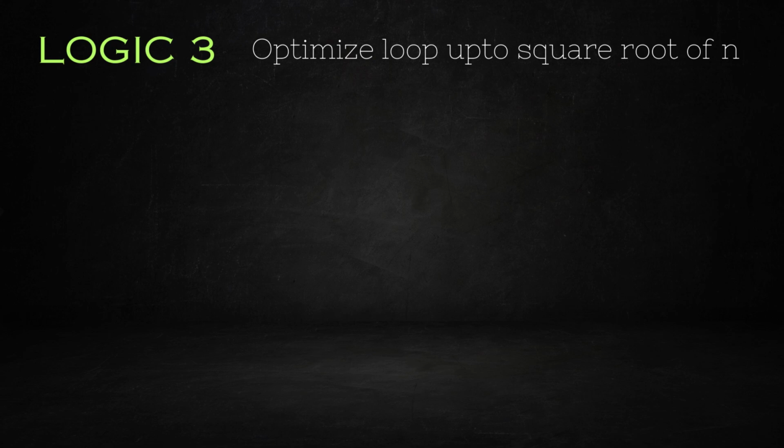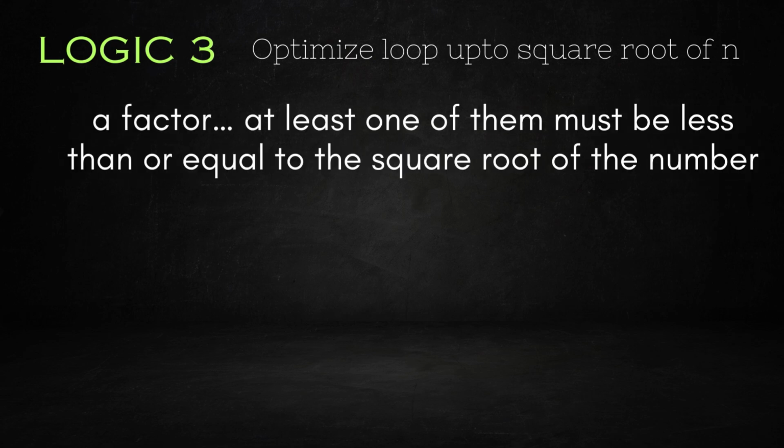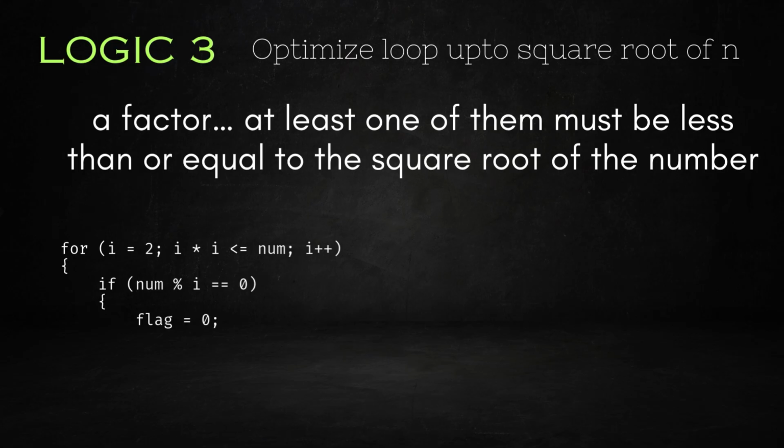Logic 3. Most efficient: loop up to square root of n. Now comes the most important logic. If a number has a factor, at least one of them must be less than or equal to the square root of the number. For i = 2, i * i <= n, i++: if num % i == 0, flag = 0, break. Why does this work? Because if both factors were greater than the square root, their product would exceed the number. This is the method used in real competitive programming.